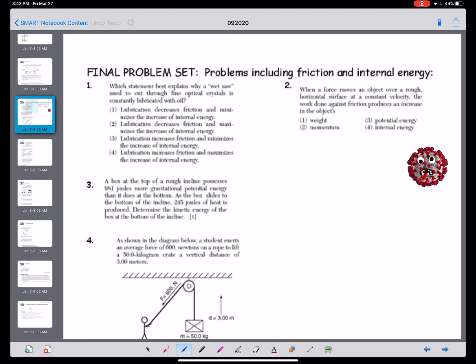Now we got to bring in the whole concept of internal energy, and we need to realize something very, very important, and that is internal energy is not mechanical energy. It's not mechanical energy. So we have to come up with a different equation now. And I want you to remember this. In every problem we've done so far, we said that total mechanical energy before was equal to total mechanical energy after. That's not the case anymore.